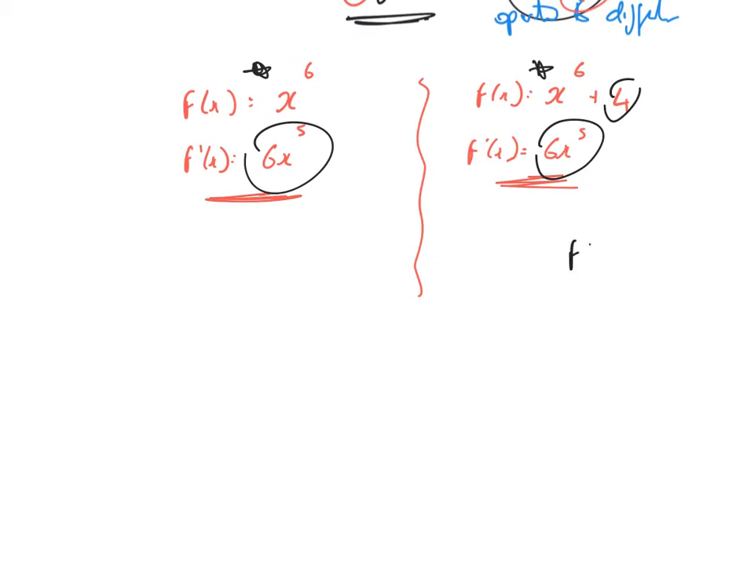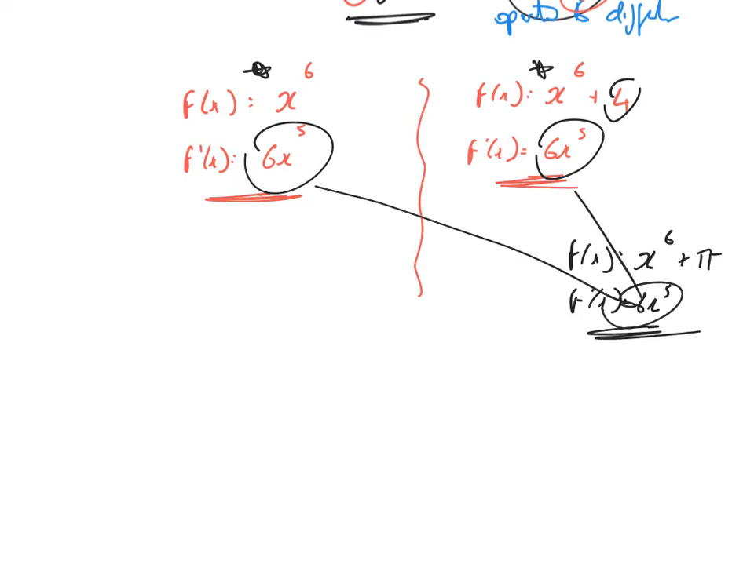So it would work again if I thought about f of x equals x to the 6 plus pi. Okay, so I differentiate, and I get 6x to the 5, and pi is a constant, so that disappears. 6x to the 5 again, I've got the same result again. Now the same result came from differentiating 3 different functions.